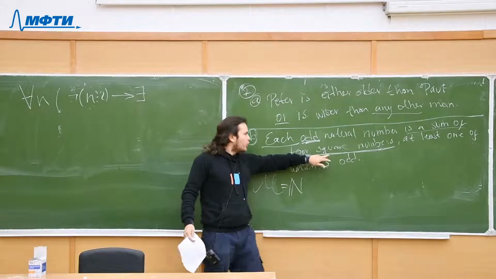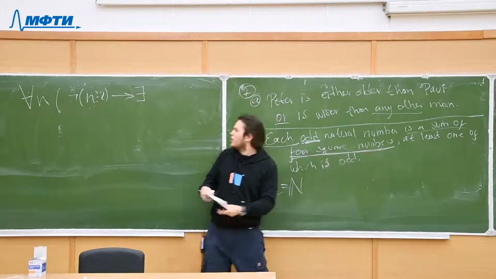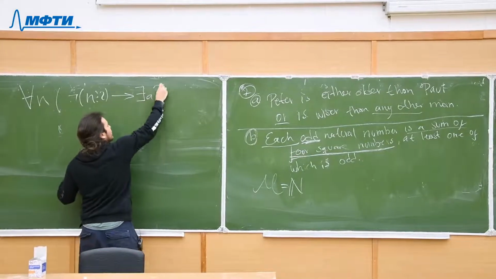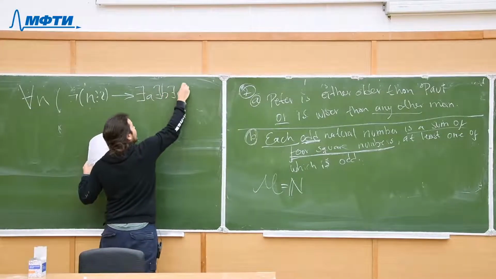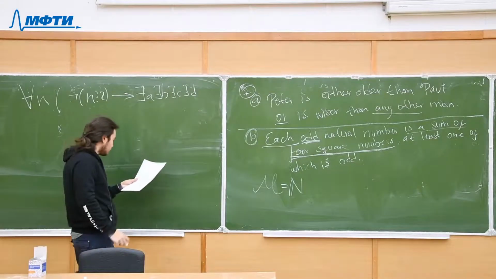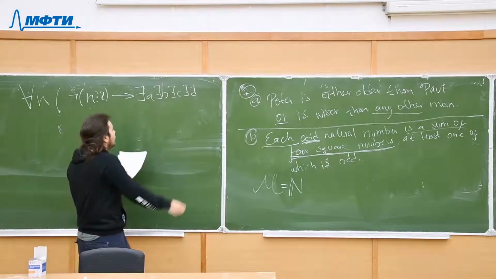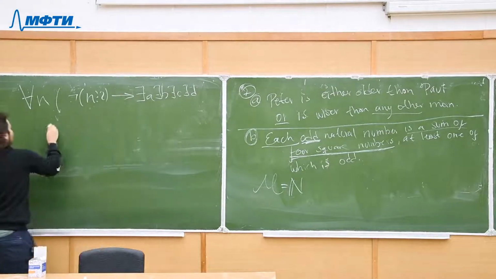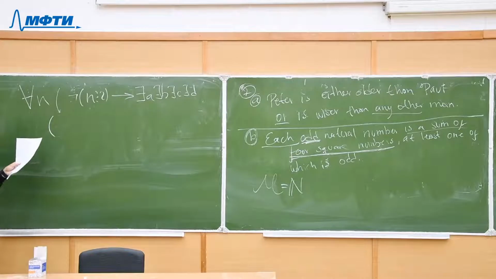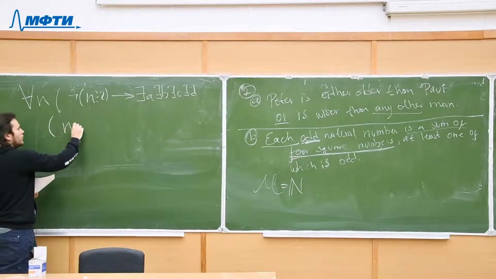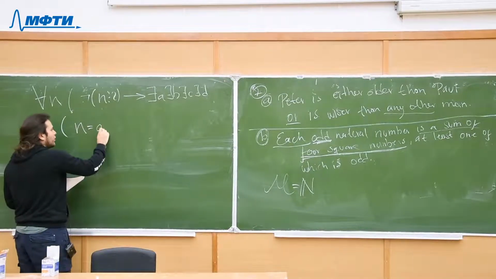So we have 4 square numbers. So we have to say that for each of these numbers, there exists A, there exists B, there exists C, and there exists D. So all the 4 numbers such that, so let's write here, such that what? N is equal to A squared.